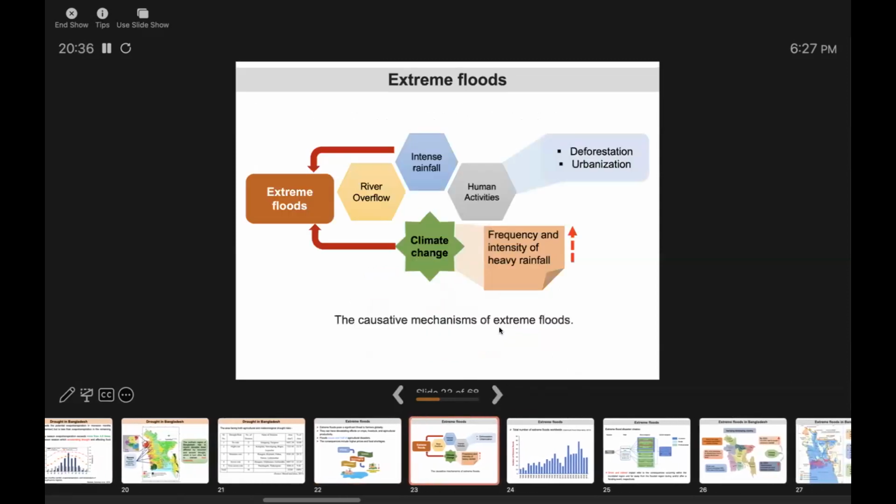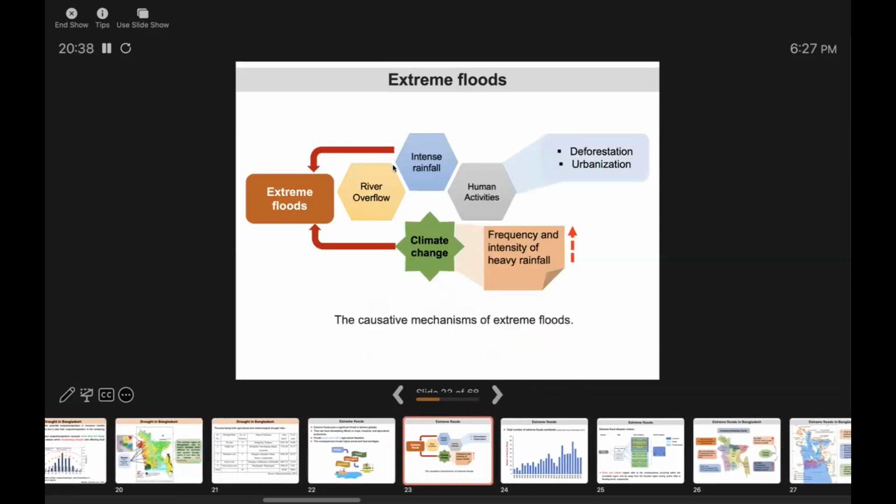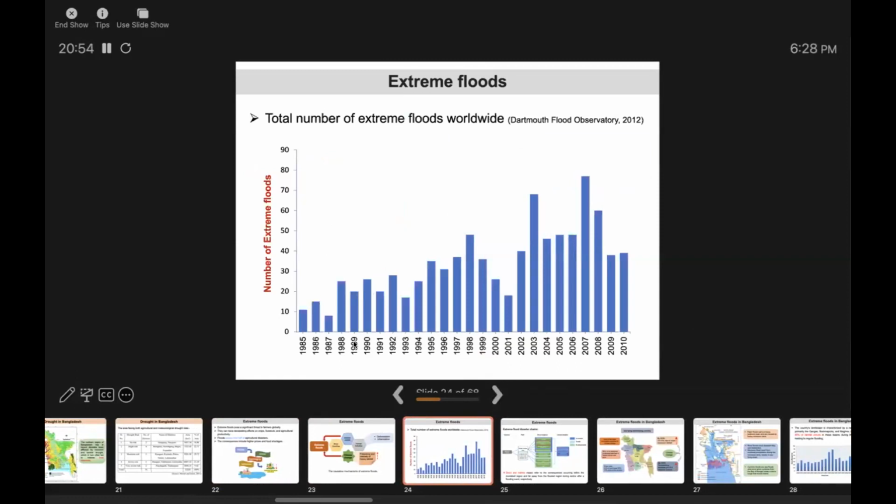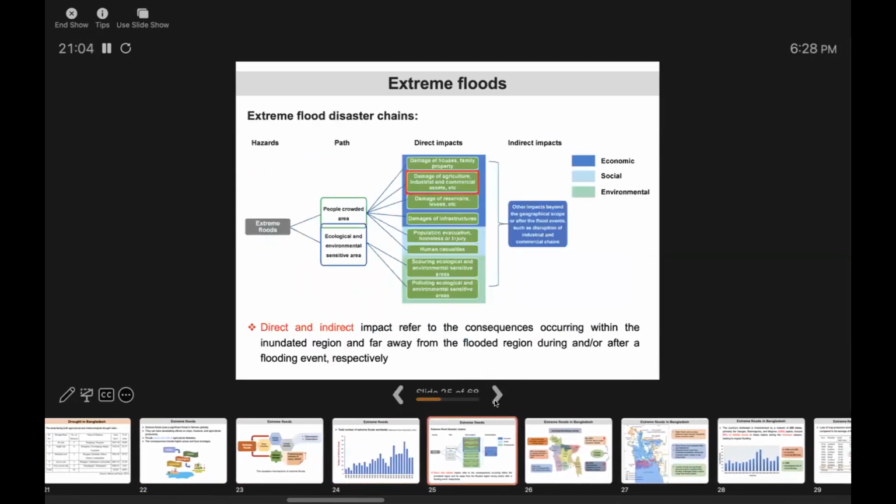So we can see that extreme floods are caused by rainfall or river overflow, and human activities like deforestation and urbanization also cause extreme floods. The frequency and intensity of heavy rainfall, due to the impact of climate change, also cause extreme floods. And looking at the number of extreme floods over the years, we can see that in 2007, 2008 there were few, and in 2003 also extreme floods appeared, and the number increased.